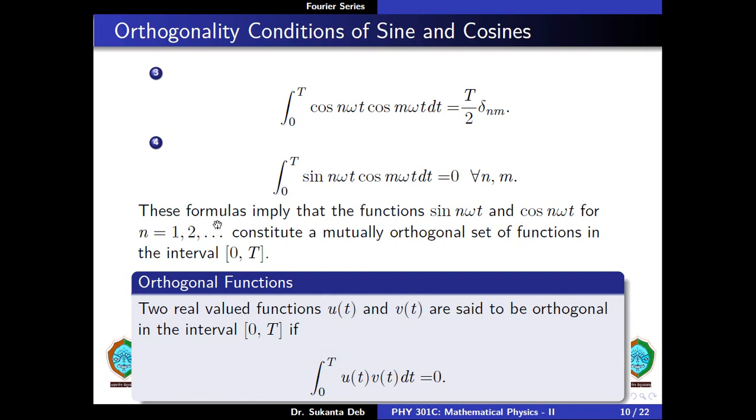Now these formulas imply that the functions sine of n omega t and cos of n omega t for n equal to 1, 2 and so on constitute a mutually orthogonal set of functions in the interval 0 to capital T. Orthogonal functions. Two real valued functions u of t and v of t are said to be orthogonal in the interval 0 to capital T if the integral from 0 to capital T of u of t times v of t dt is equal to 0, where u is a function of t and v is a function of t, which is time.